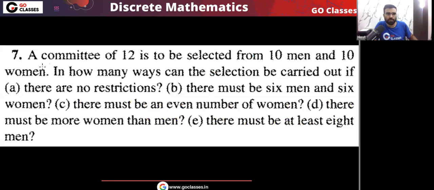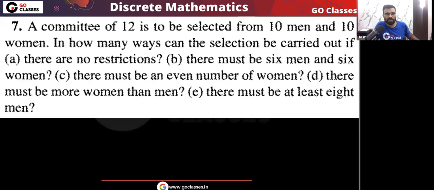Let's solve this question for practice. A committee of 12 is to be selected from 10 men and 10 women. In how many ways can this selection be carried out? There are total 5 questions A, B, C, D, E. So let's solve all of them one by one.